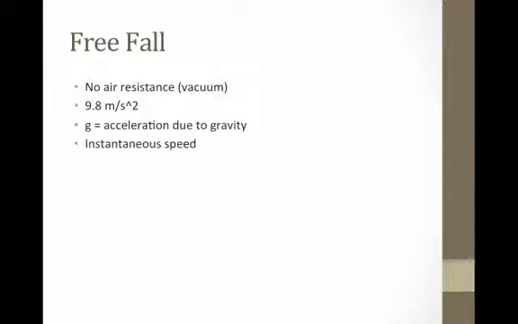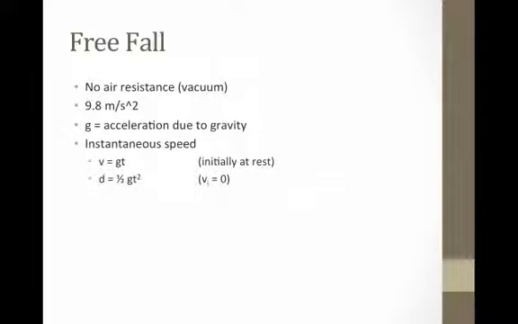So we can solve for the instantaneous speed of an object at any point, especially when it hits the ground, by using the equation v equals g times t. Now, this equation only works when the initial velocity is at rest. The initial velocity has to be 0. So you would have your final velocity equals acceleration due to gravity times time.